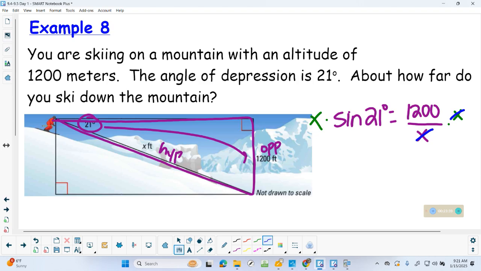Because to get x alone, how are you going to get rid of times sine of 21? Divide. So really, I probably wouldn't necessarily be writing this on my actual work. I just know in my calculator I'm going to do 1,200 divided by the sine of 21. And like I said, I think it's kind of a big answer. I rounded to the tenth.